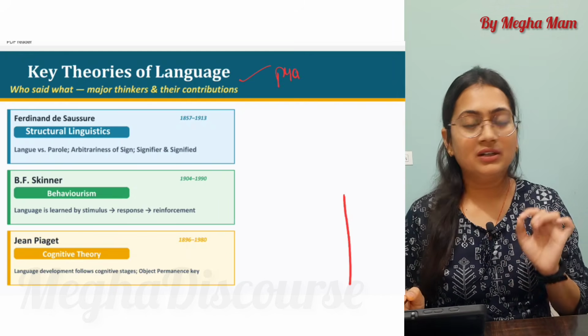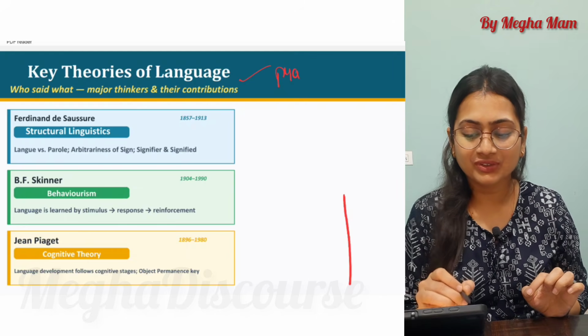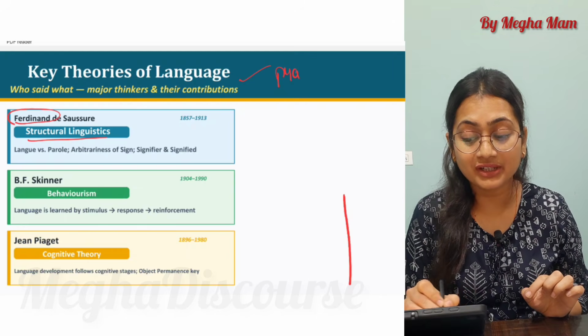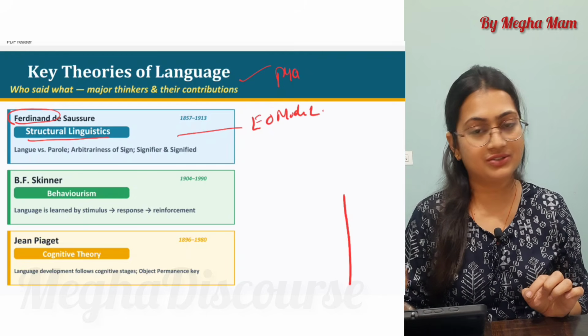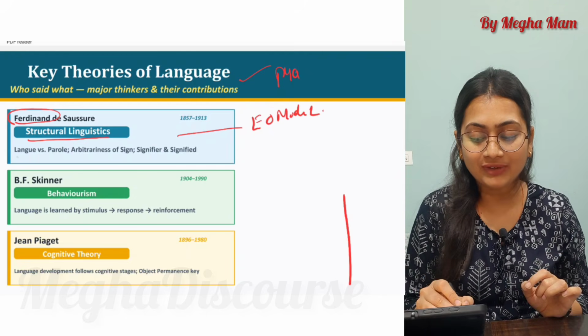Okay. It will help you in theory as well. First, we have Ferdinand de Saussure, who gave structural linguistics, and he is the father of modern linguistics because he has given the concept of langue and parole.